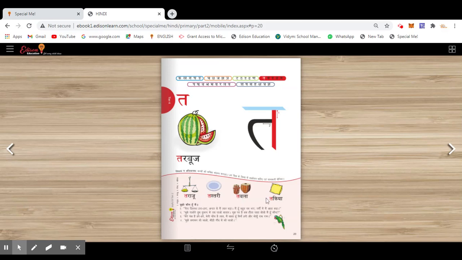So this way students, you have to revise Vyanjan as well as its vocabulary words, right? Now come to the next page.